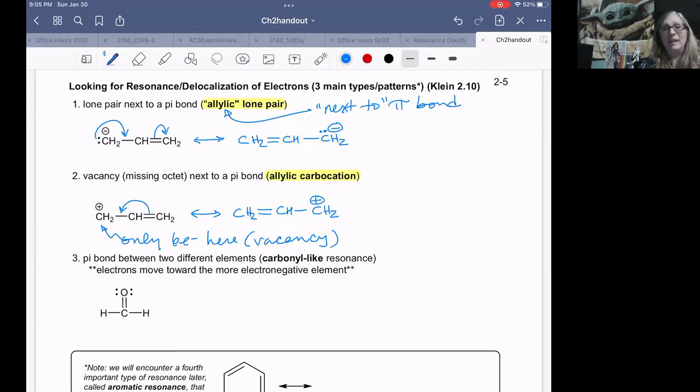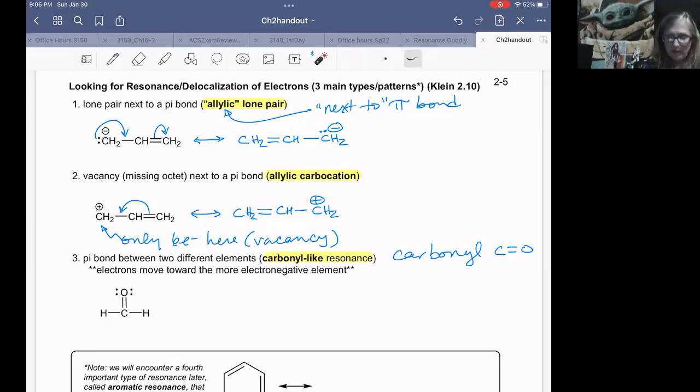Okay, and then finally, another pattern we'll see pretty often is if you have a pi bond between 2 different elements that have different electronegativities. That resonance we could describe as a carbonyl-like resonance. The word carbonyl is how we describe a CO double bond. A CO double bond is called a carbonyl group. So this is resonance that every carbonyl has, and anything that's kind of similar to a carbonyl.